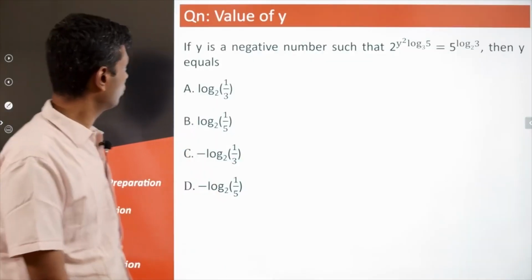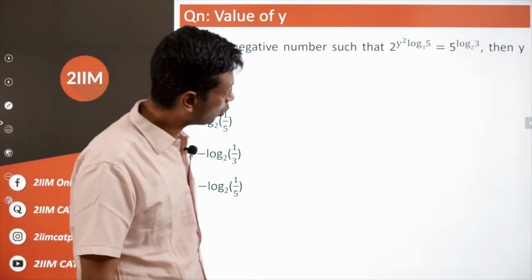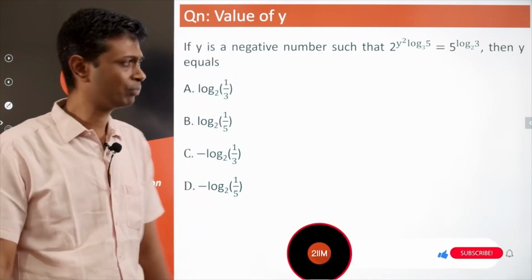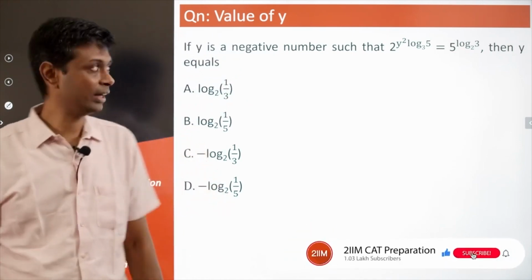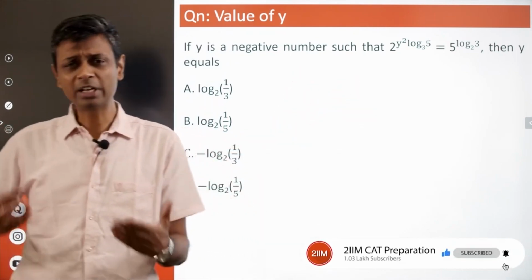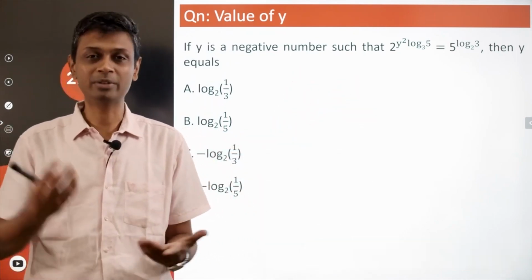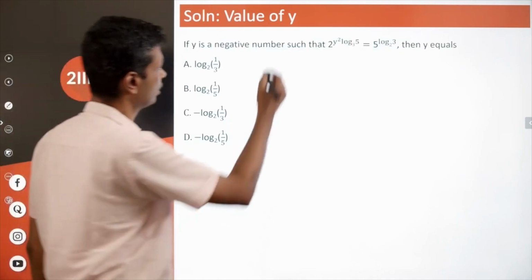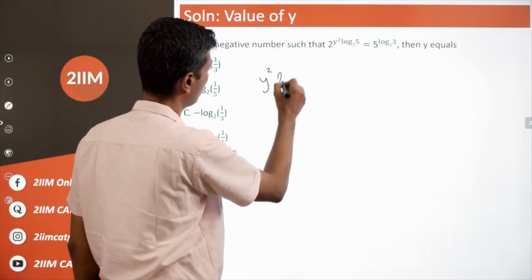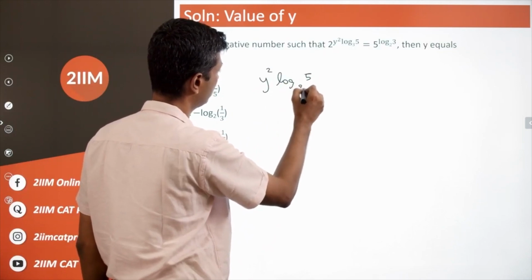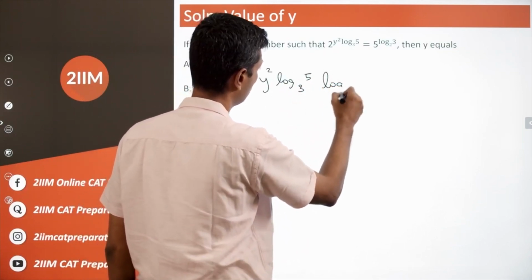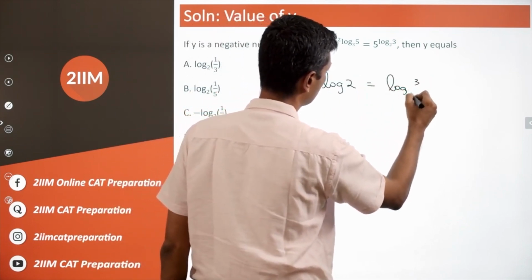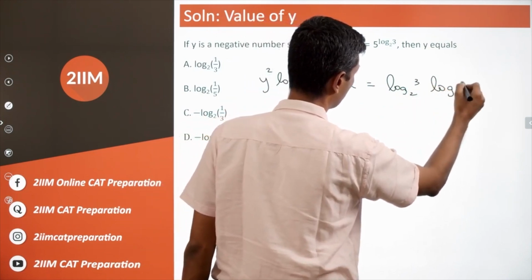Okay. Let's look at this one. If y is a negative number such that 2 power y square log 5 to the base 3 equals 5 power log 3 to the base 2. Very often in these kind of log questions where an exponent is there and log is there, a simple trick in the book is take log on both sides. That might simplify something. So I'm going to try to do that. Take log on both sides. So this becomes y square log 5 to the base 3 times log 2 is equal to log 3 to the base 2 times log 5.